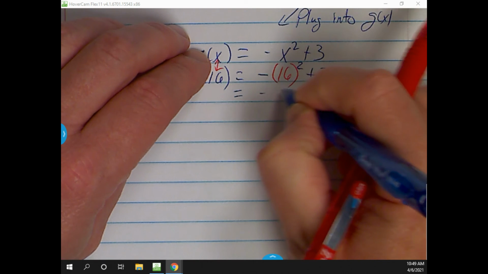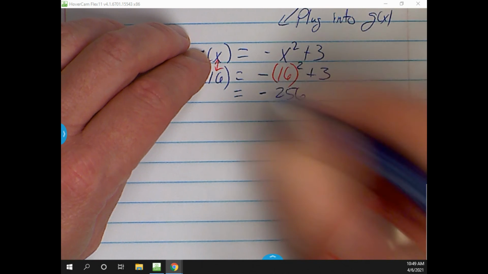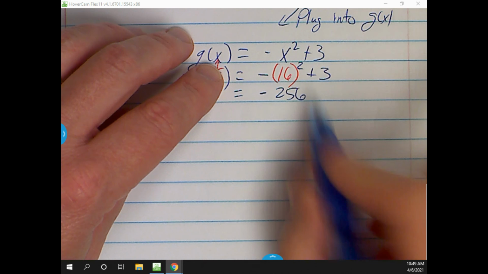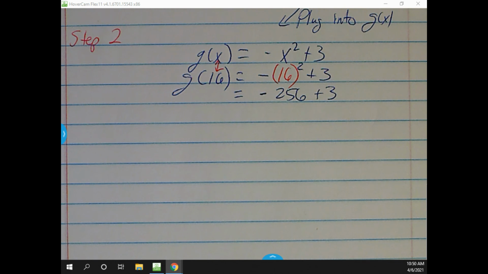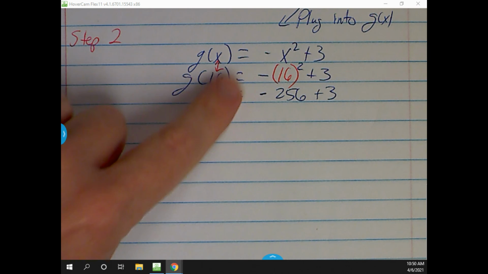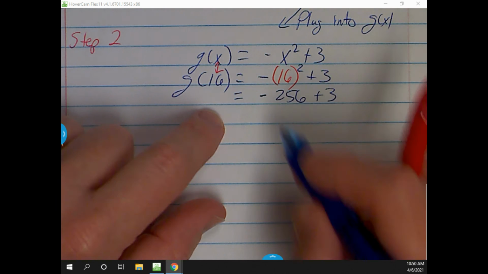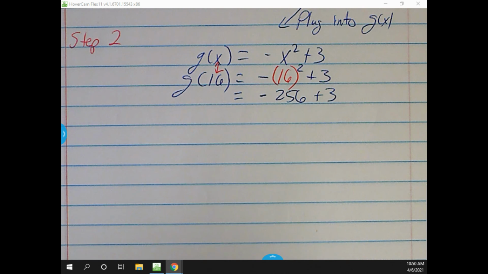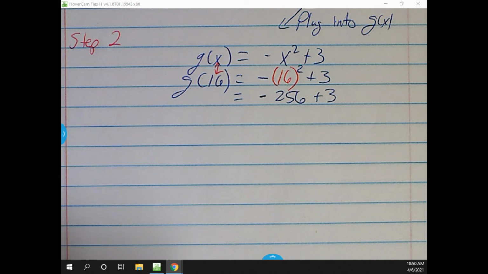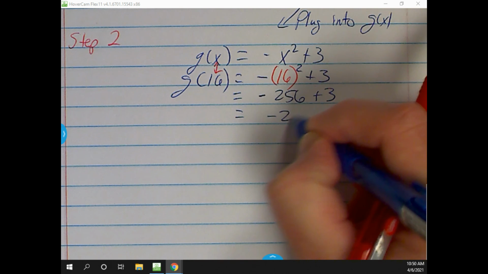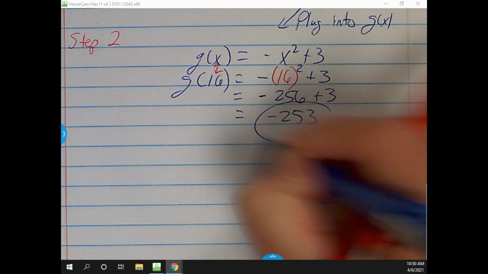So it's going to be 16 times 16, which would be 256. So that's the negative of 256, plus 3. Sometimes that throws people off because they think it was a negative times a negative. In that case it's not, because the negative is on the outside of the 16. If that negative had been on the inside, then it would have been a negative times a negative, and we'd have done it twice. But the negative on the outside means you really only do it once. So the final answer on this one would be negative 253.